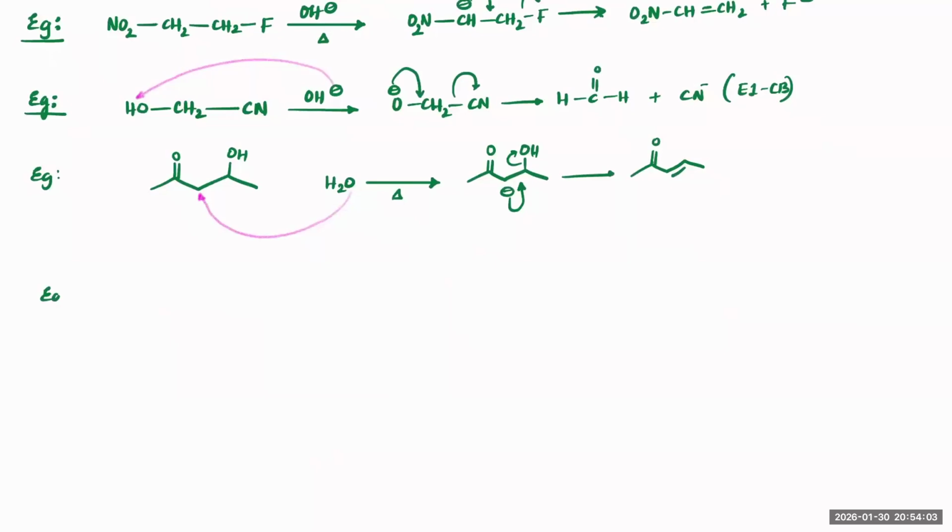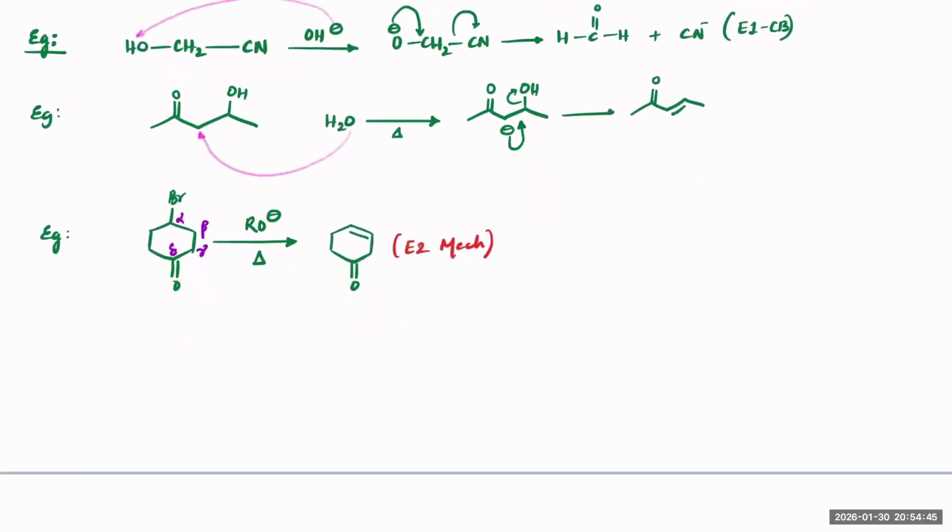Right, so let me put a few more examples here. Suppose you have a bromine here, correct, and a double bond O at this position. In such a case, if I'm treating with RO minus and heat, this is a strong base, but the double bond O is not at the gamma position. If you observe, it is at alpha, beta, gamma, delta position. If it is not at the gamma position, we will not be able to see the E1-CB type of elimination. Hence, it will be a normal E2 type of elimination. So, the double bond will be formed this way, and this will be the E2 mechanism.